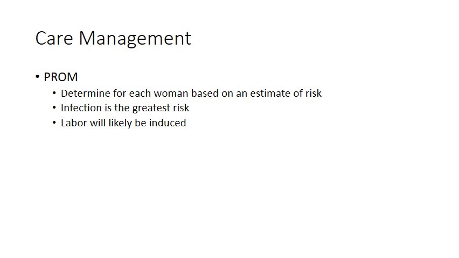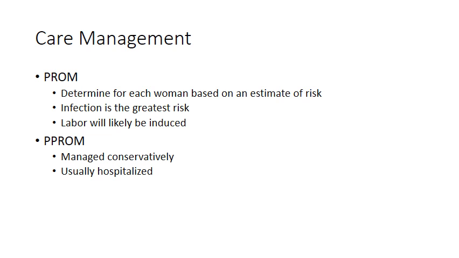So care for premature rupture of membranes is determined by the mom's risk for developing an infection. Should we induce her now or wait for her to go into labor naturally? If her risk for infection is low, then we can probably wait. If her risk for infection is high, we might not be able to, as in if she's been ruptured for a long time, her risk for infection goes up. We might need to induce her.